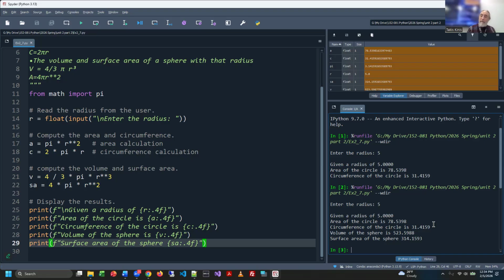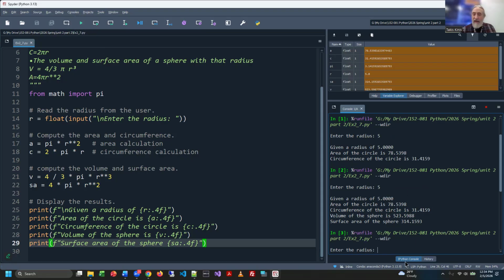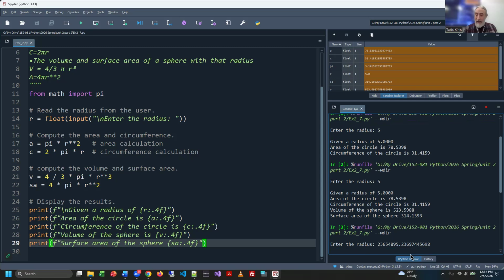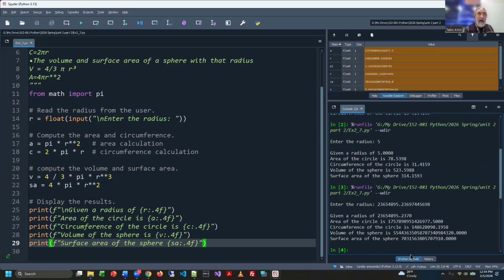But you should be able to put any radius in there of any size, and this will calculate. For example, if I decide to enter a ridiculously large number with a ridiculously large number of decimal places, and I have it do it, it will handle it just fine.